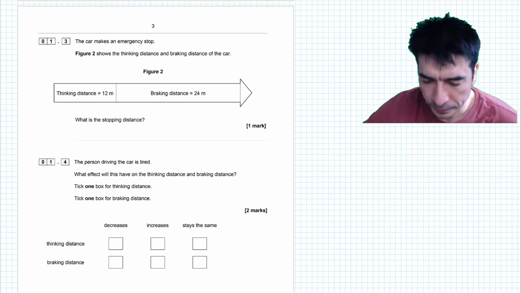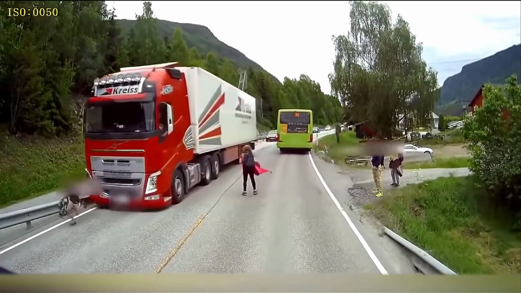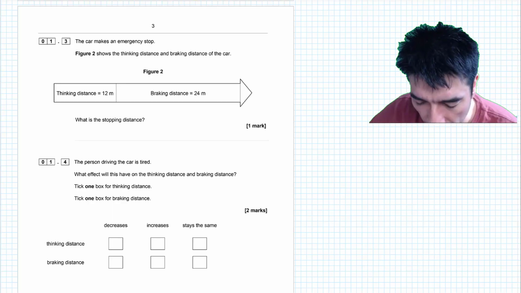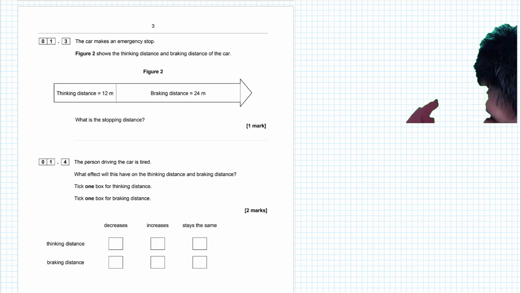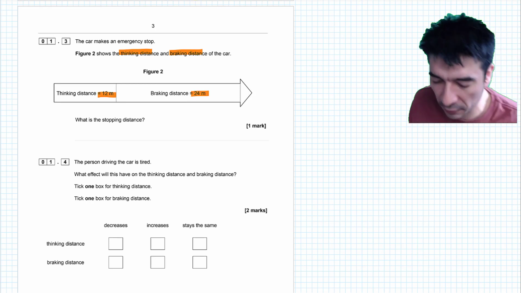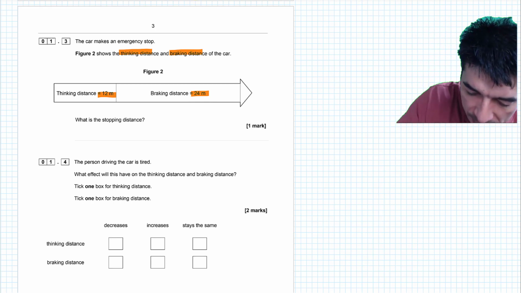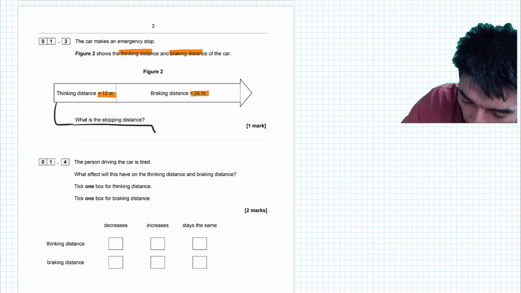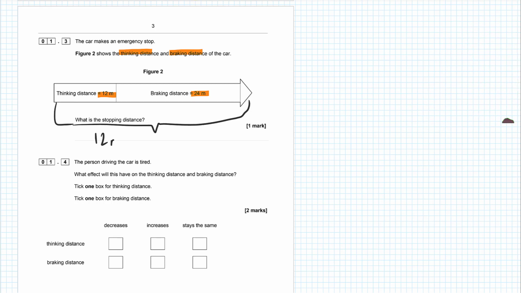Right, next bit. 1.3. The car makes an emergency stop. Figure 2 shows the thinking distance and the braking distance of the car. So if we're looking at thinking distance and braking distance, the thinking distance is 12 meters and the braking distance is 24 meters. So what is the stopping distance? Okay, so stopping distance will be the sum of both all together, right? So it will be 12 meters plus 24 meters.